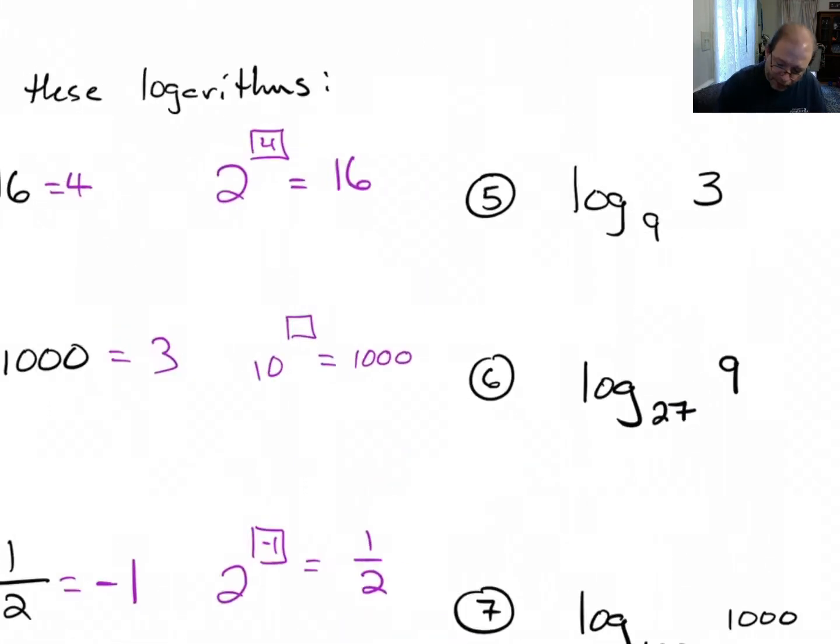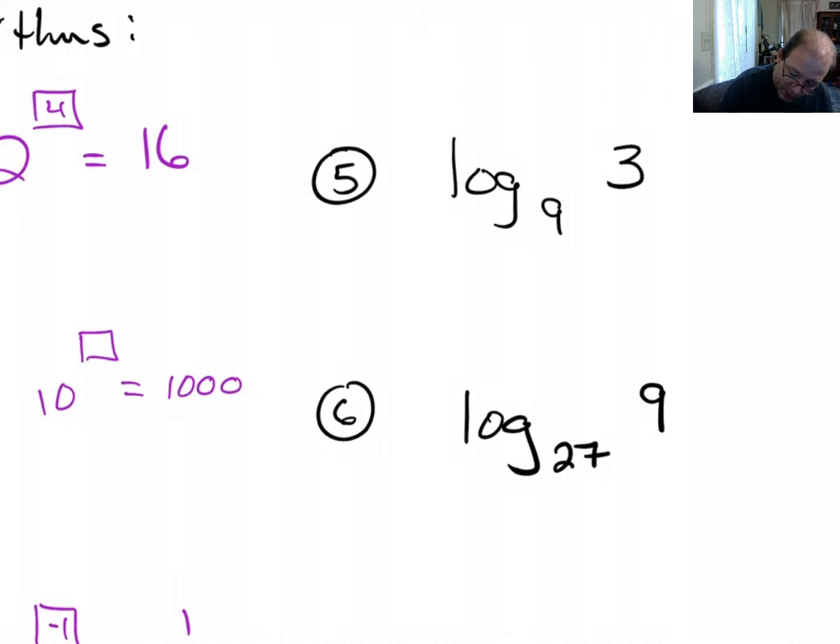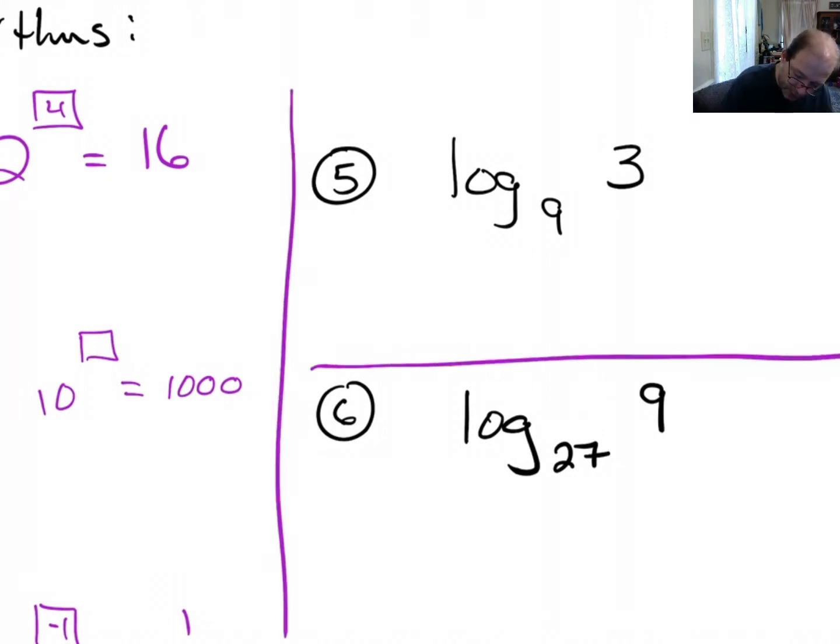All right, let's look at these over here. Log base 9 of 3. So we're saying, I'll do this underneath. We're saying 9 raised to what power gives you 3? Well, the square root of 9 is 3, so this is going to be 1/2.